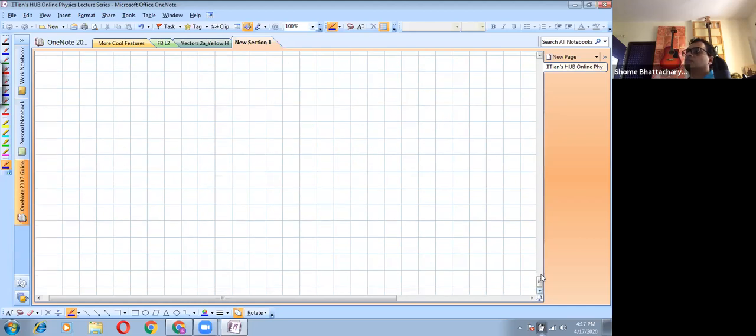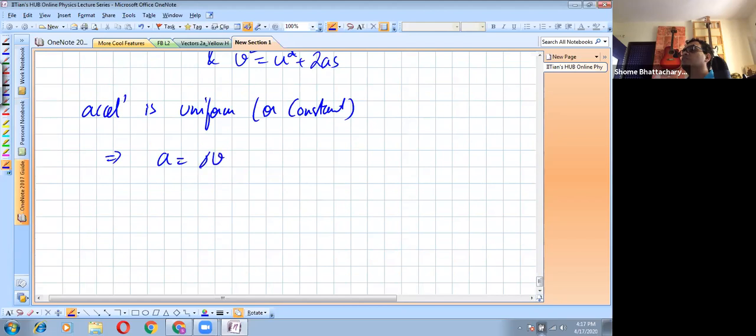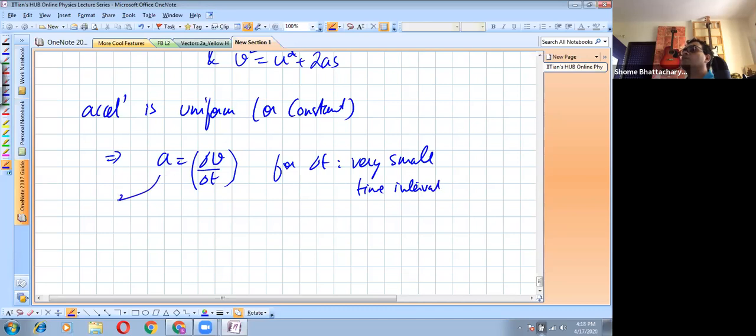Okay? So what is happening here is that acceleration is uniform or constant. So what that means is our definition of instantaneous acceleration, which was change in velocity upon change in time for a very short interval of time, for delta t being a very small interval of time. And a was what we call instantaneous acceleration.